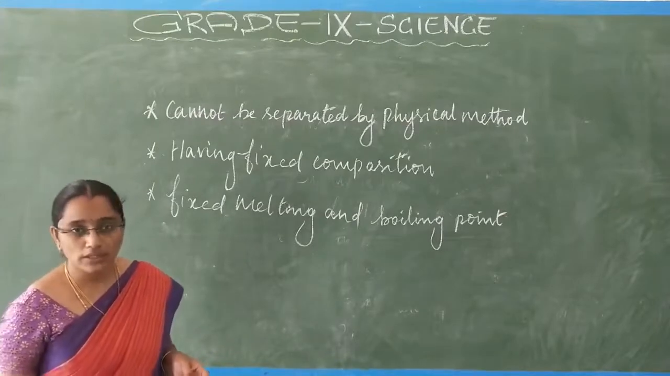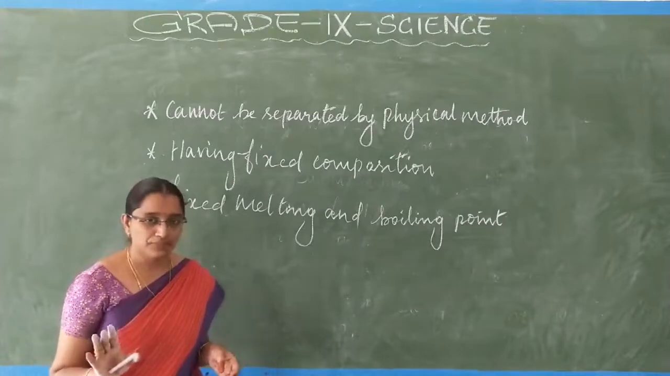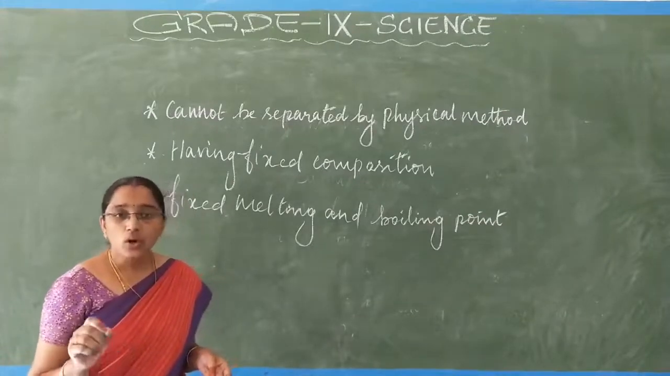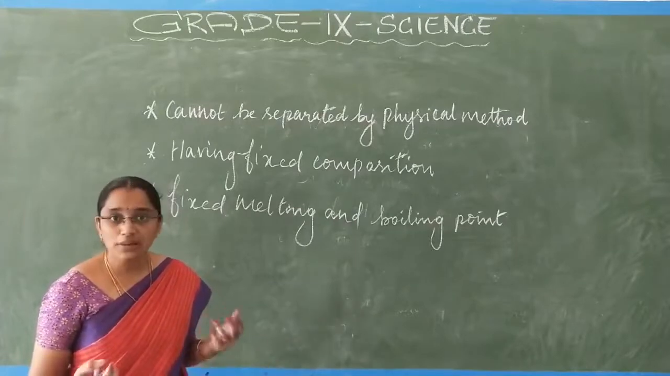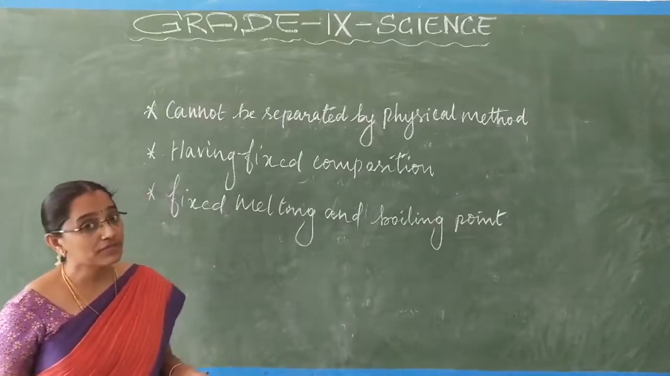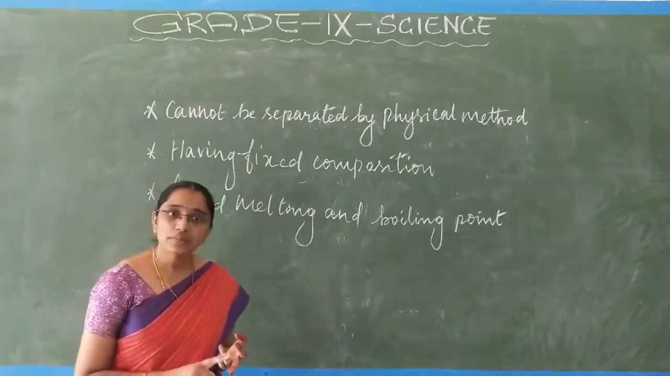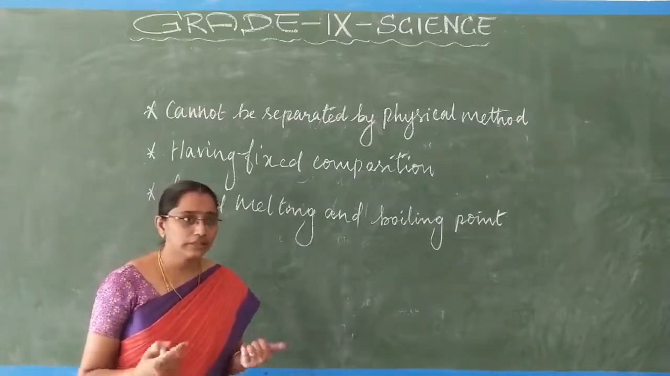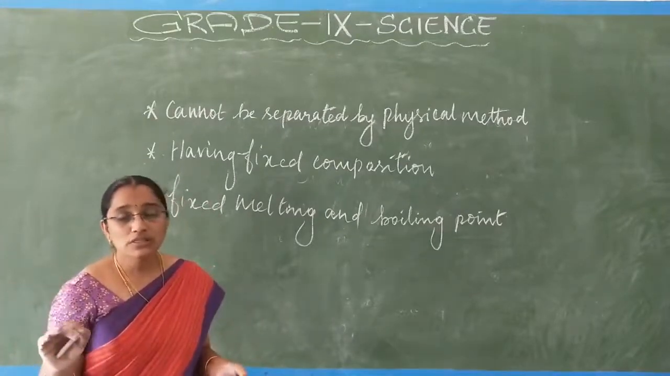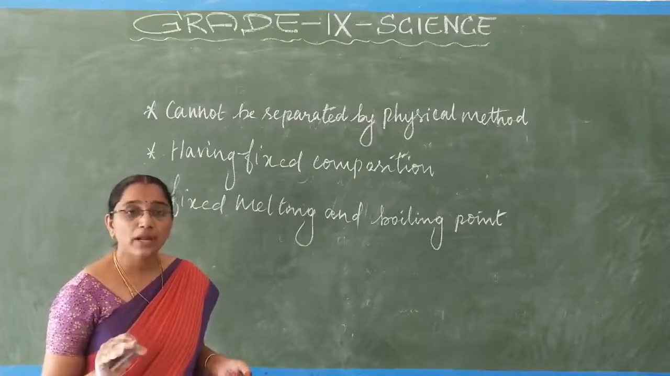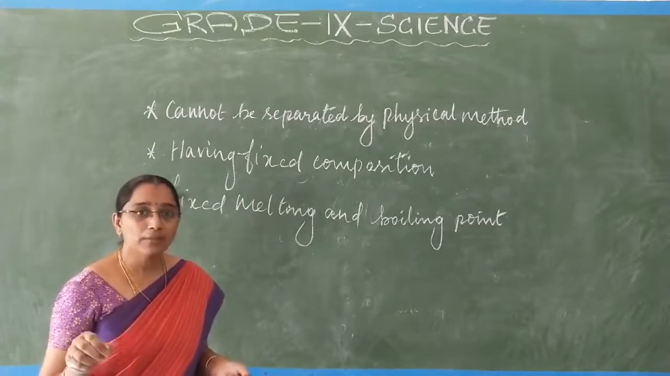If I take water, we know water contains hydrogen as well as oxygen. But this hydrogen and oxygen cannot be separated by any physical method. We know some physical methods, such as evaporation, centrifugation, filtration and decantation. We know different types of physical methods, but those cannot be adopted to separate pure substances. They can be separated only by chemical processes.